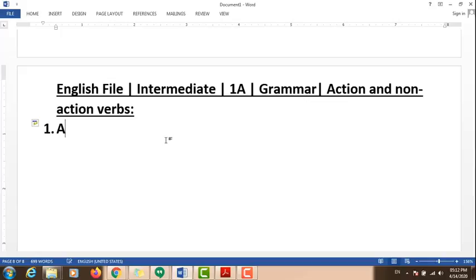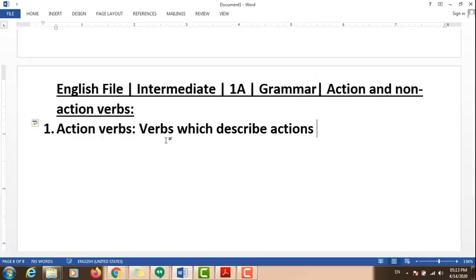So first of all, let's talk about action verbs. So what do we say? Verbs that show what? Verbs which describe. Okay, remember, verbs which describe actions. Okay, for example, let me put a comma here. For example, cook, it has an action, physical action.